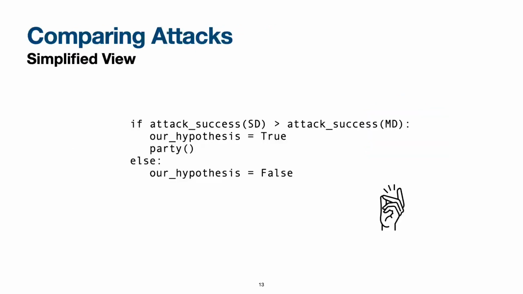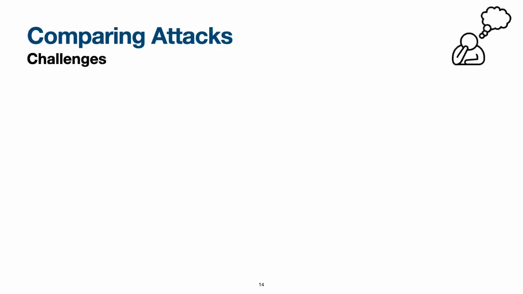But how exactly would that comparison look like? It might seem straightforward at first. We run the attack in both datasets, and if the single proxy attack performs better, then our hypothesis is confirmed. However, we all know it is not trivial to compare data-driven attacks. In reality, it is more complicated.